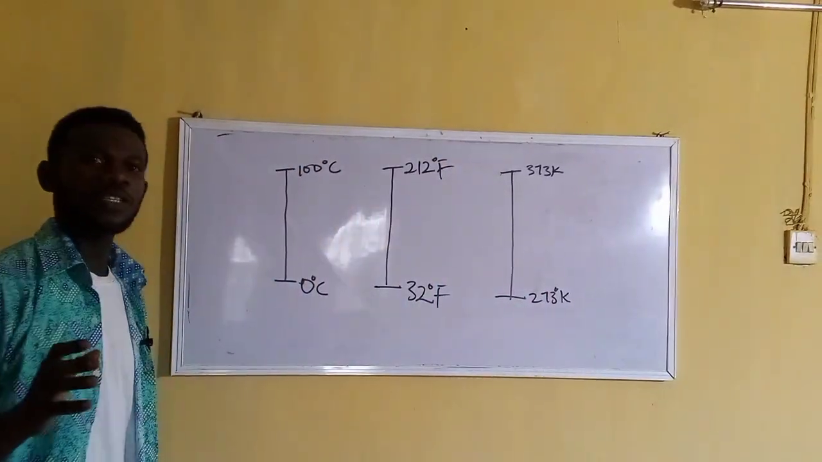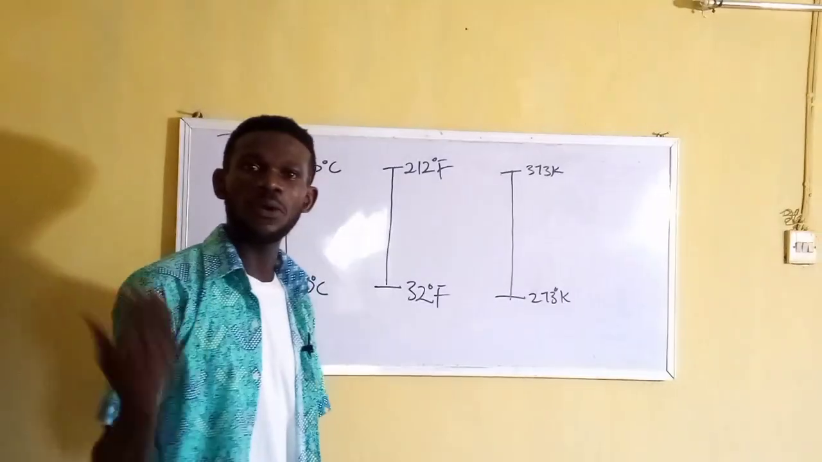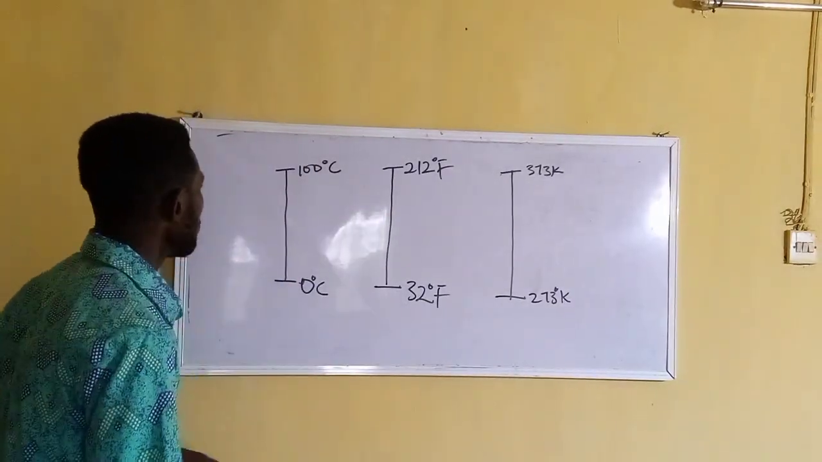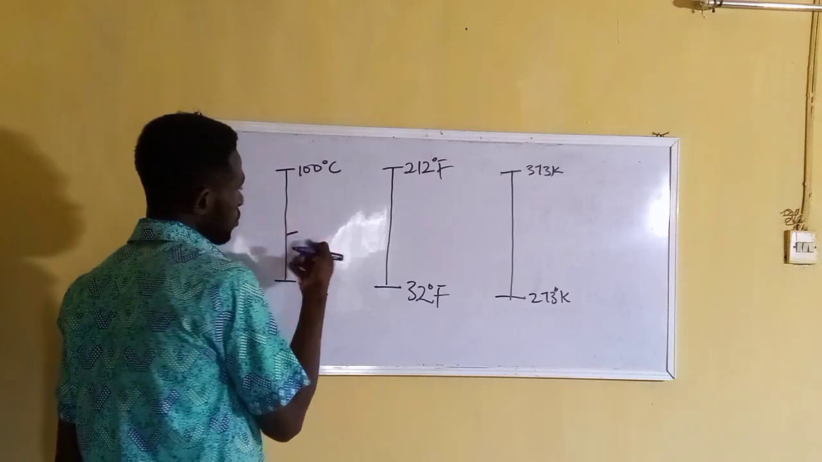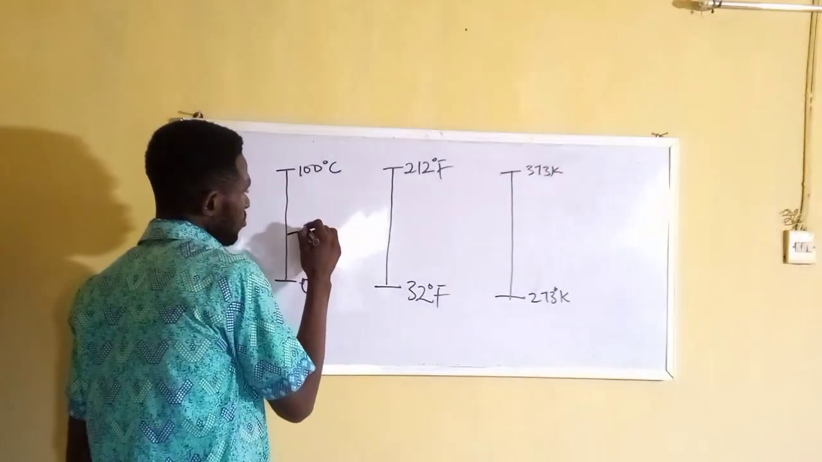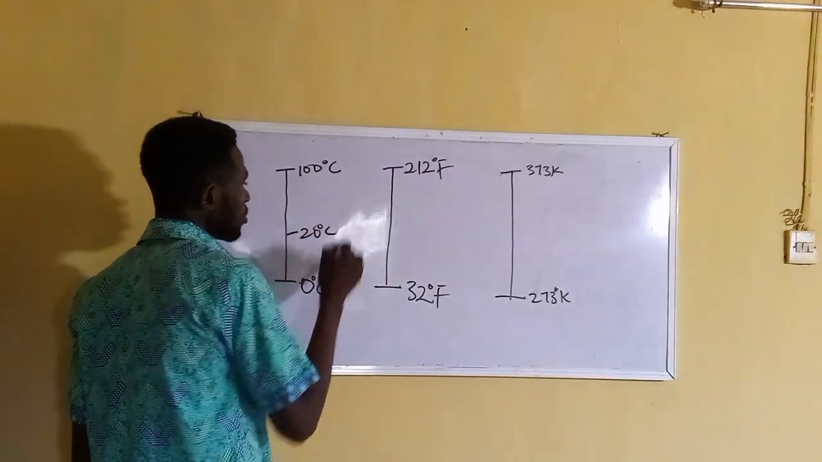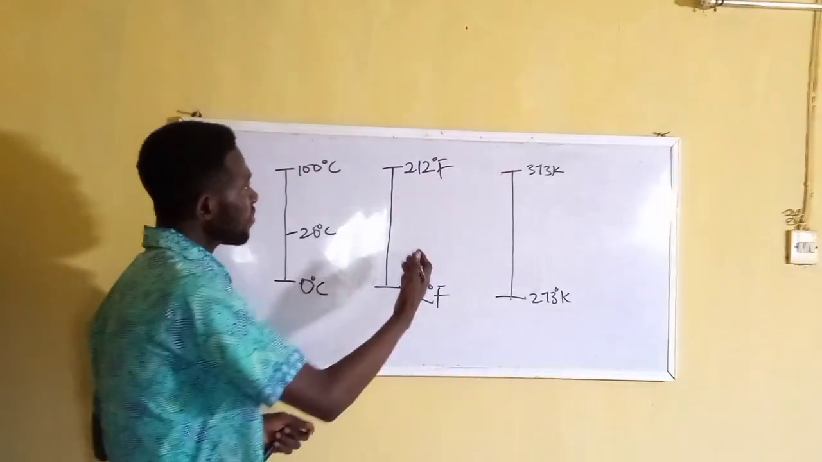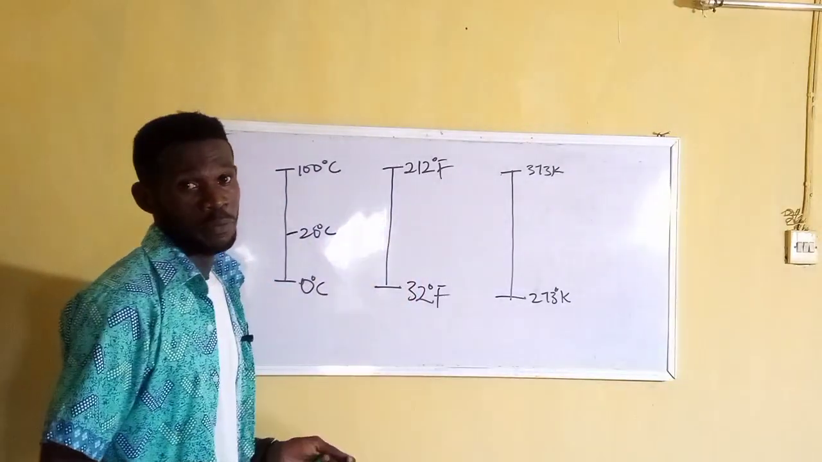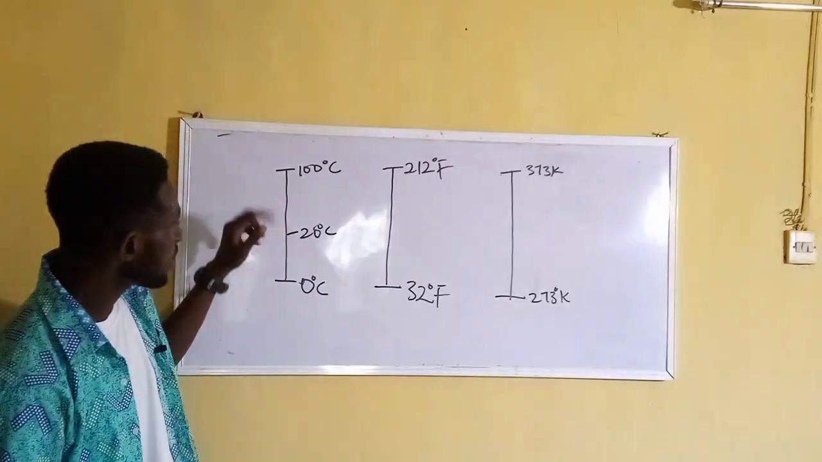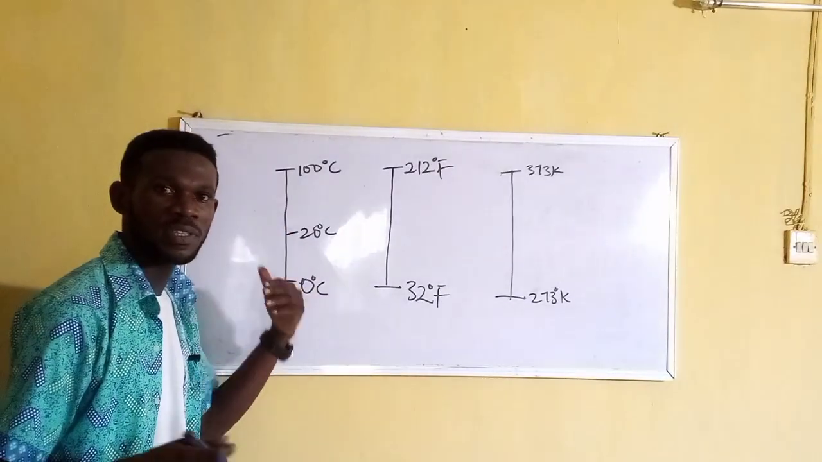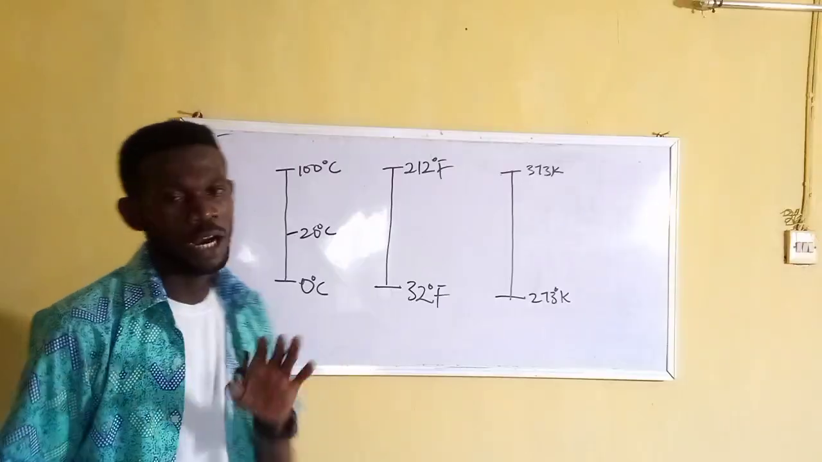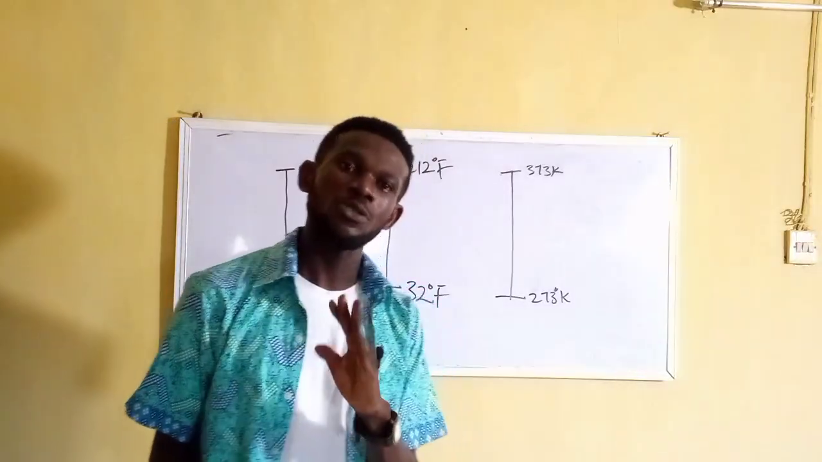So the question is, how do we carry out conversions from one scale to another? Let's say we have 20 degrees Celsius. If you have 20 degrees Celsius, what is the equivalent in Fahrenheit? Bearing in mind that the upper fixed point and the lower fixed point are not of the same value, how do we carry out the conversion? To carry out this conversion, this is how you do it.